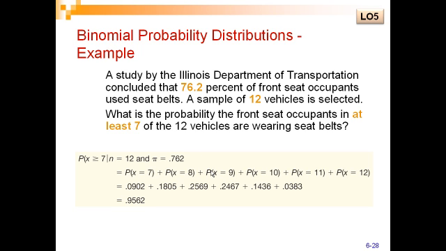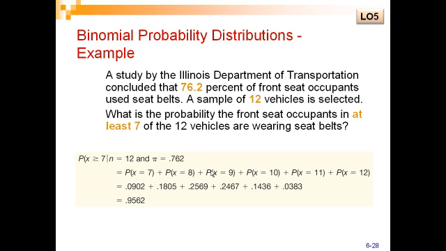Okay. Next, what is the probability the front seat occupants in at least 7 of the 12 vehicles are wearing seat belts? To find the probability that the occupants in 7 or more of the vehicles will be wearing seat belts, we use the previous formula as well as the special rule of addition from the previous chapter.